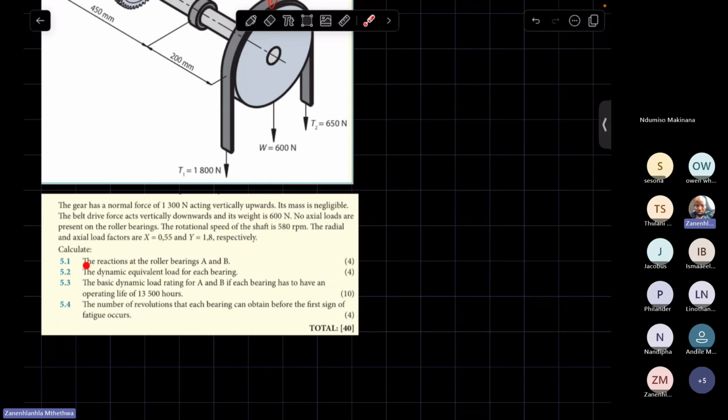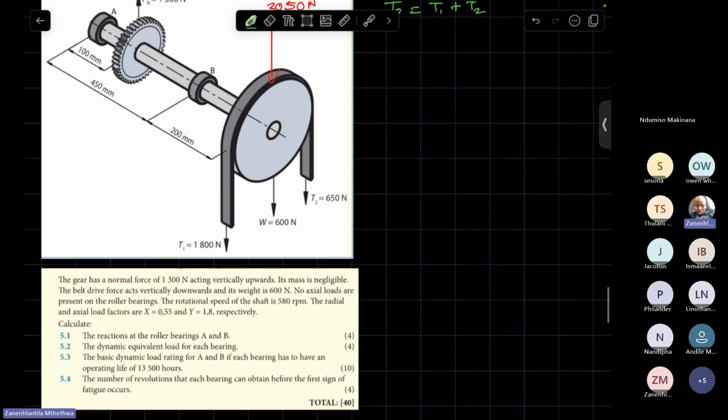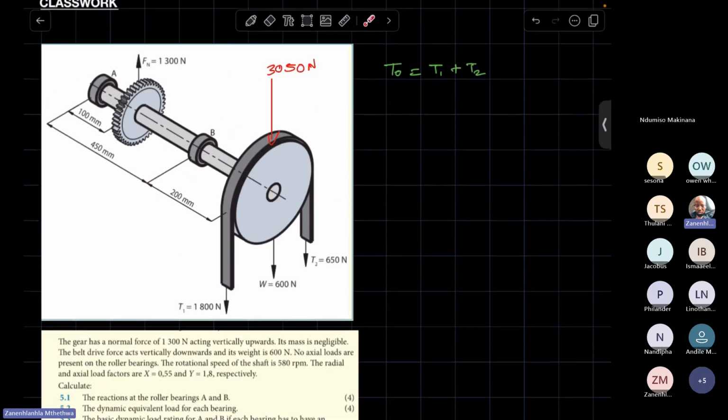First, we're going to calculate the reactions at the roller bearings A and B. Now, as I mentioned, you solve these kinds of problems by looking at it from the perspective of beams. So the shaft you take as the beam, and the bearings you take as supports. We only have radial loads here, so we are only going to calculate the radial supports at the reactions, by applying conditions of equilibrium. Sum of moments going clockwise is equal to the sum of moments going anti-clockwise.